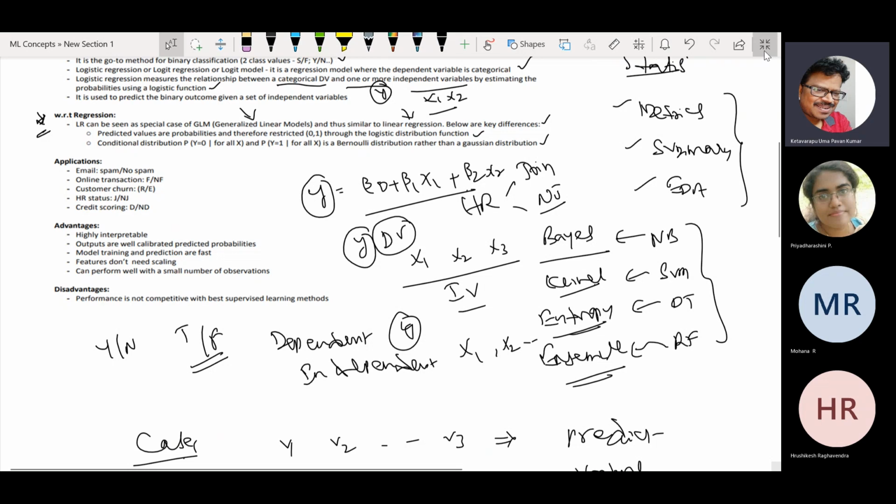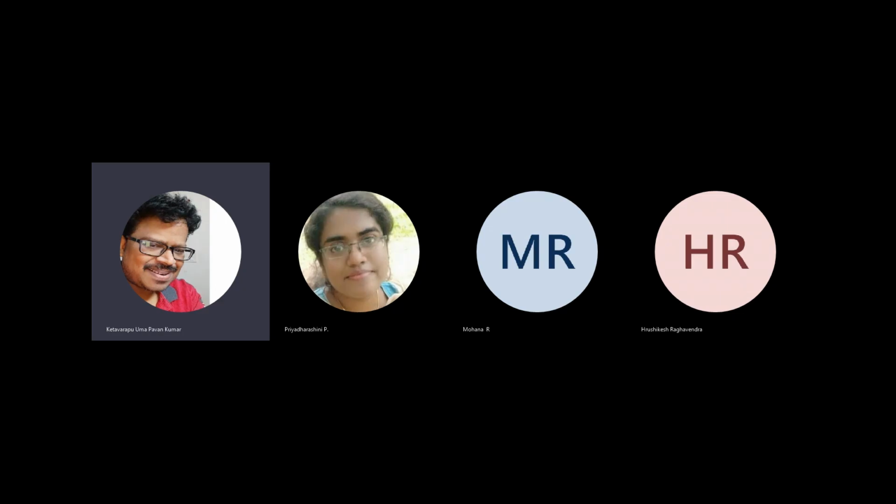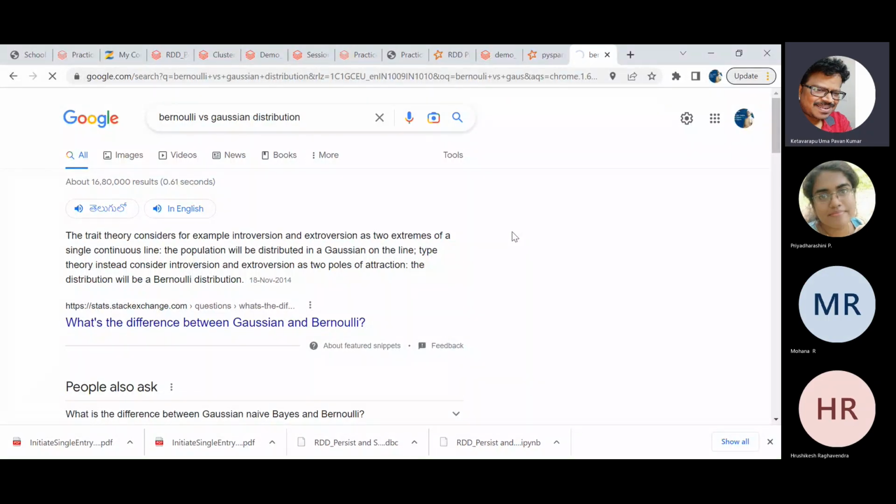Let me show you the distinction between Bernoulli and Gaussian. One minute, guys. Bernoulli distribution versus Gaussian. I'm sharing the screen again so that you can also have a look at that, because this particular Bernoulli distribution helps us to observe the way we are treating the probabilities.